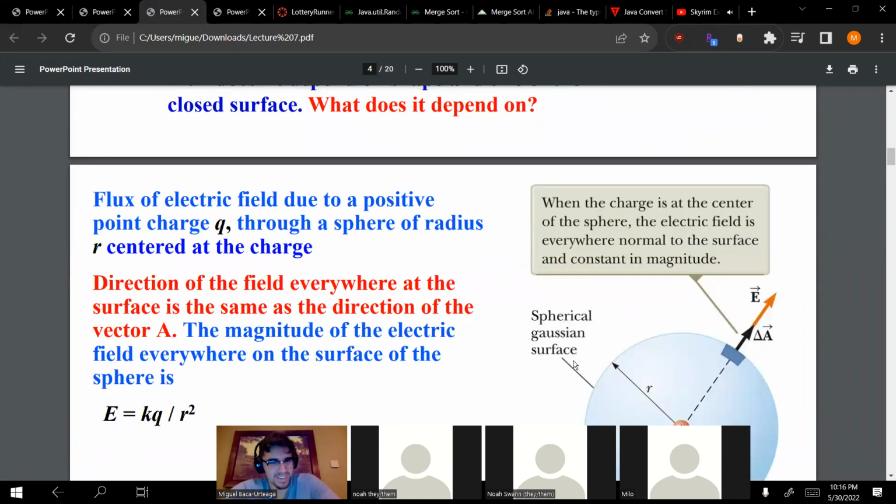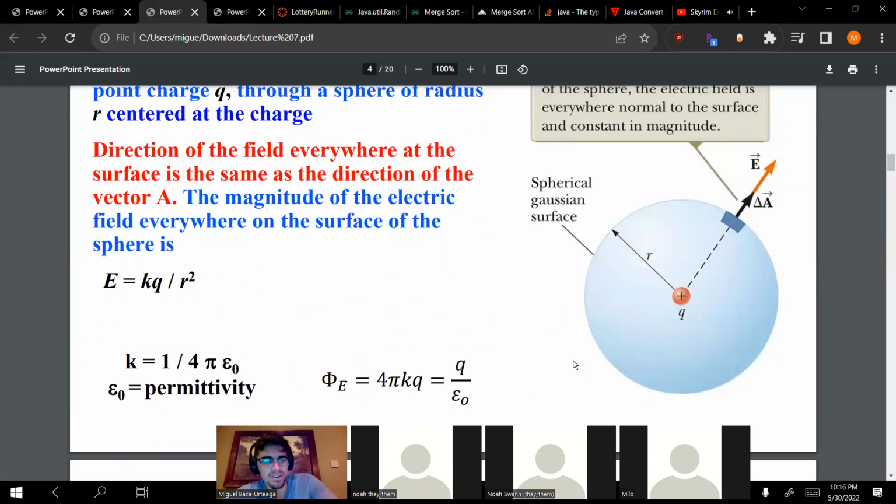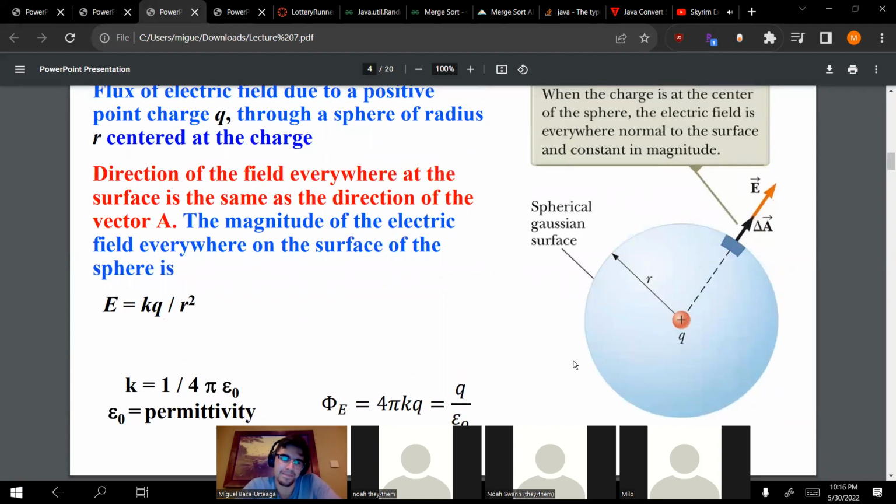Let's see. The flux of the electric field due to a positive point charge Q through a sphere of radius R centered at the charge. The direction of the field everywhere at the surface is the same as the direction of the vector A. The magnitude of the electric field everywhere on the surface of the sphere is E equals k times the charge over R squared.